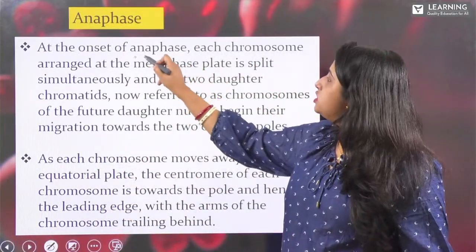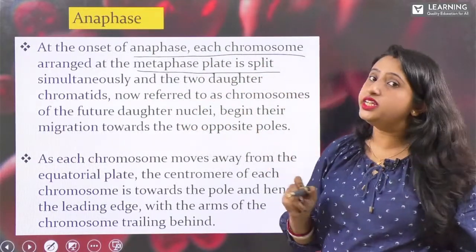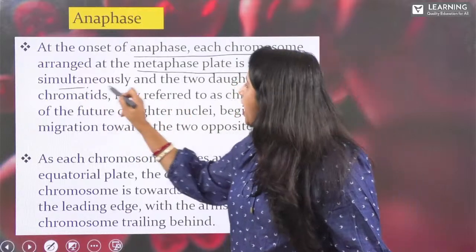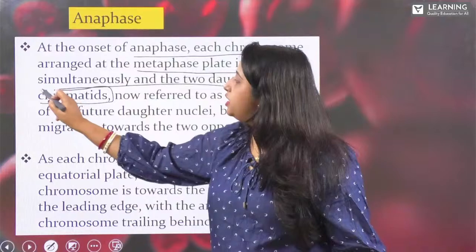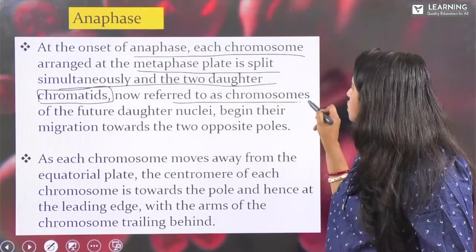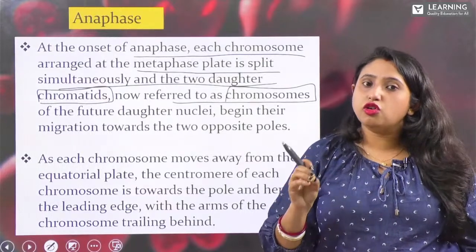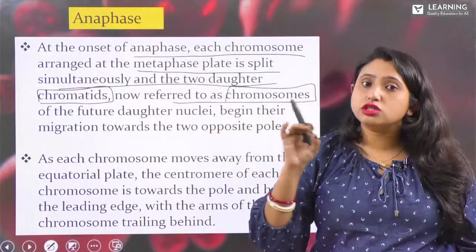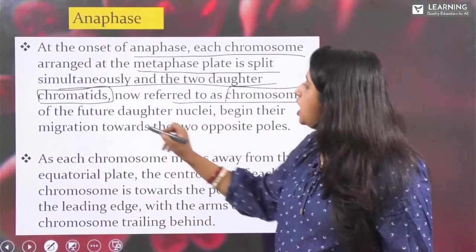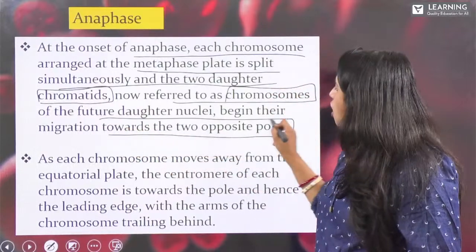On the onset of anaphase, each chromosome arranged at the metaphase plate is split simultaneously, and the two daughter chromatids are now referred to as chromosomes. This is very important. Now the chromatid is no longer a chromatid, it is referred to as a chromosome in the anaphase stage. And the daughter chromosomes begin their migration towards the opposite poles.